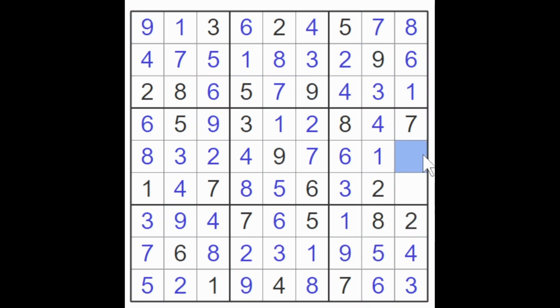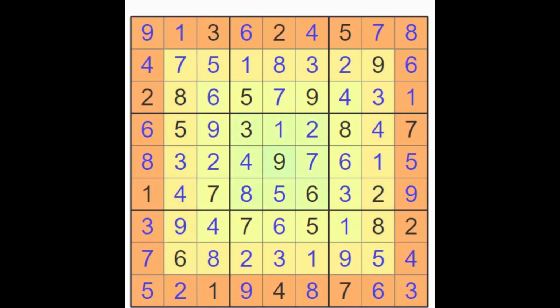These two guys have got to be a 5 and a 9. So the 5 goes here and the 9 here. That was also a nice puzzle.